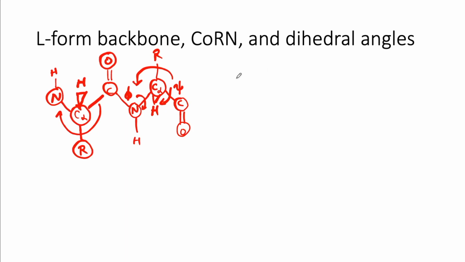So this is like A, B, C, and D. So your eyeball, or the observer, is like this. You're looking down the bond between B and C, with B nearer to the observer, right? And then we're going to measure the angle that D makes with respect to A.